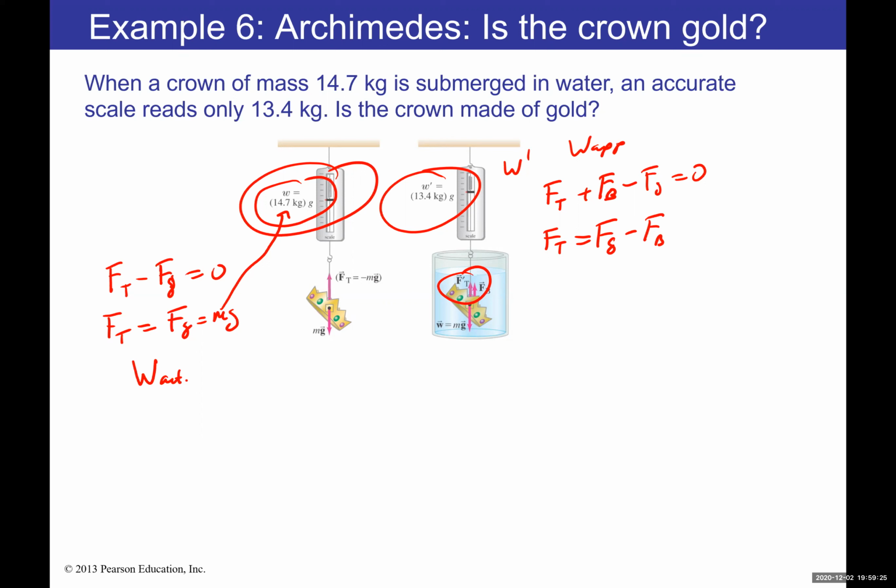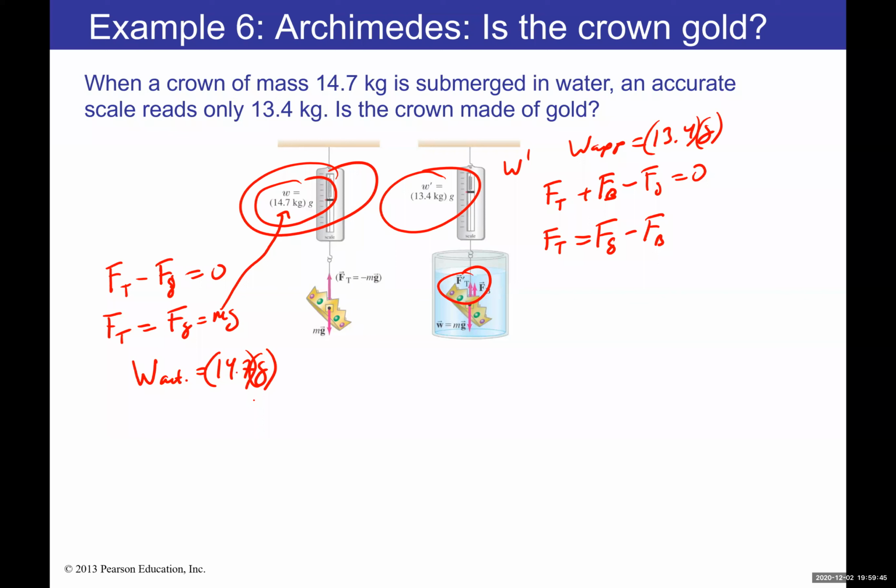So you think of it like this: the actual weight is 14.7 times g, and the apparent weight is 13.4 times g, where g is 9.8. Now the question is: is the crown made of pure gold or not?